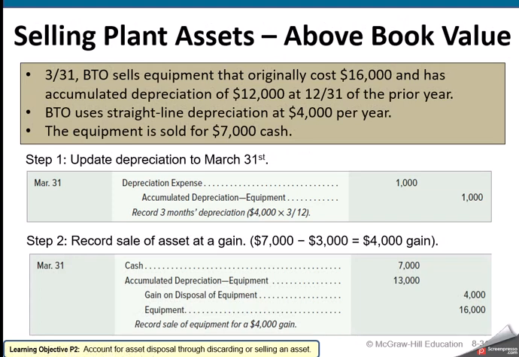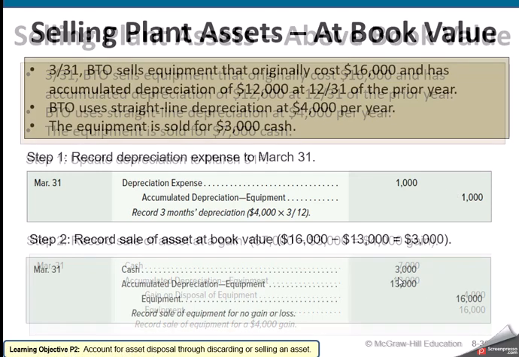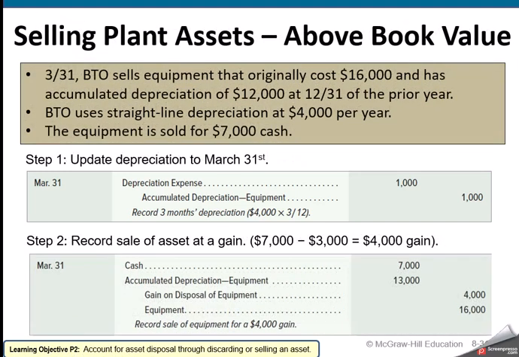Now, what if we really get $7,000? So everything else is the same, except instead of getting, what was it, $3,000 in cash, we get $7,000 in cash. So then our net book value is $3,000. We're getting $7,000. So we have a $4,000 gain on the disposal of that equipment. And our gain is like a revenue. It's money coming in, so it's a credit.